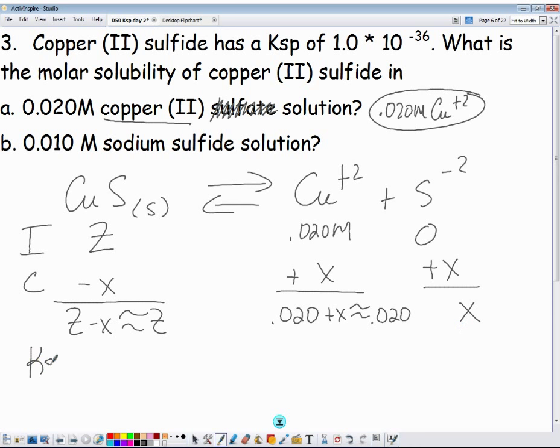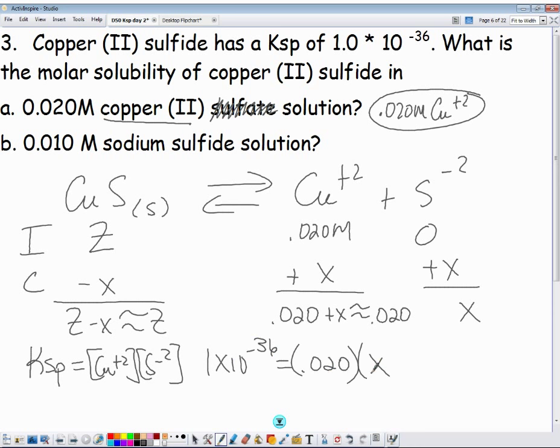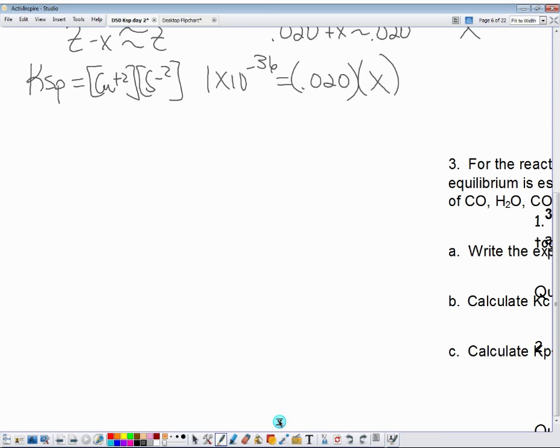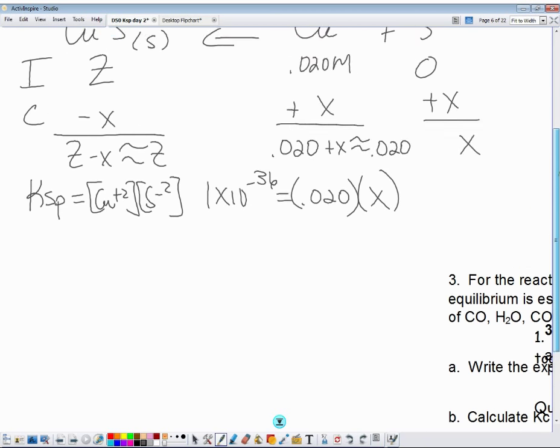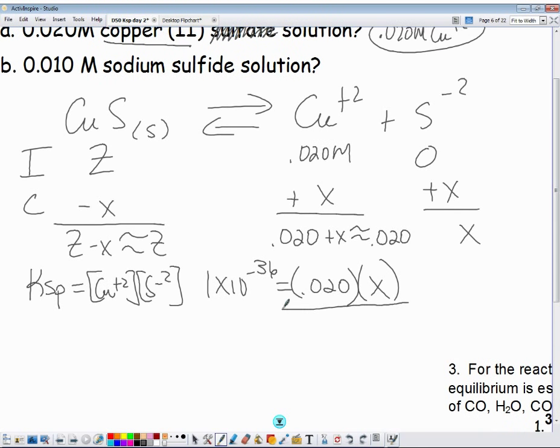So, Ksp, which is just going to be copper times sulfide. 1 times 10 to the minus 36 is 0.02 times X. So instead of it being X squared like it was in question number 1, it's now 0.02X equals 1 times 10 to the minus 36. Don't you dare pull out a calculator. Don't need it. Don't need to, because I want to teach you something.